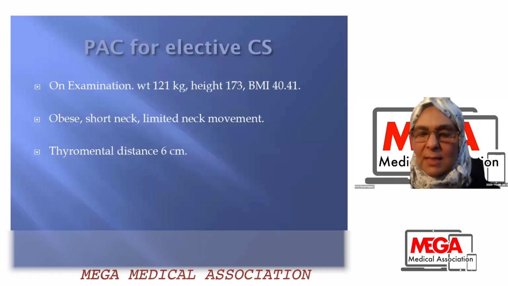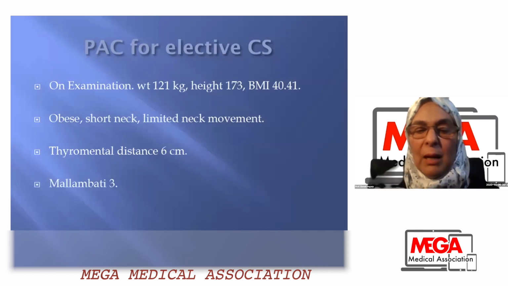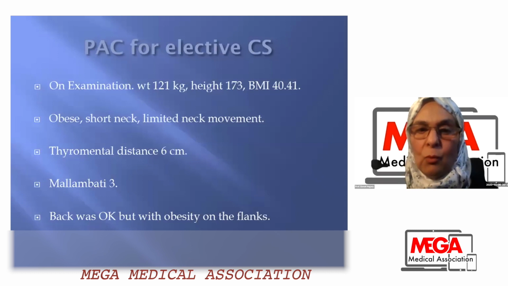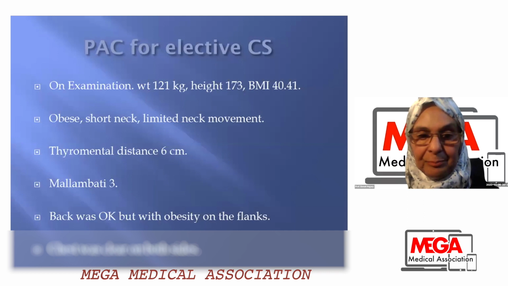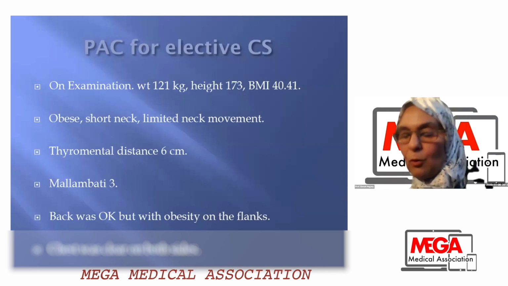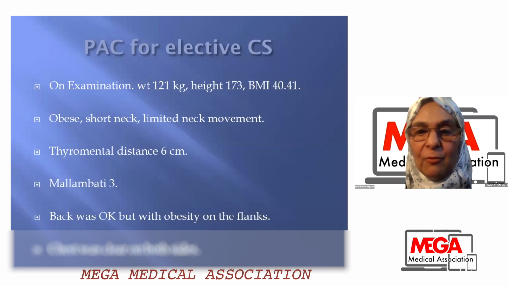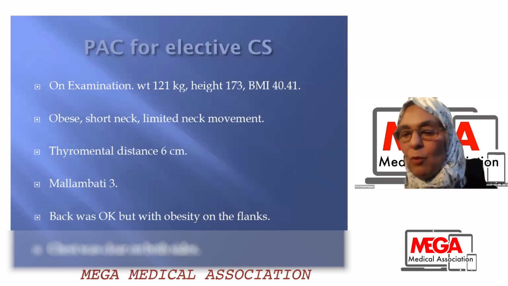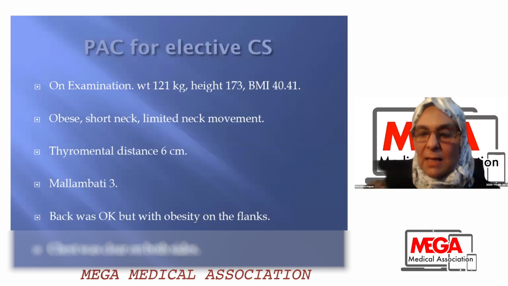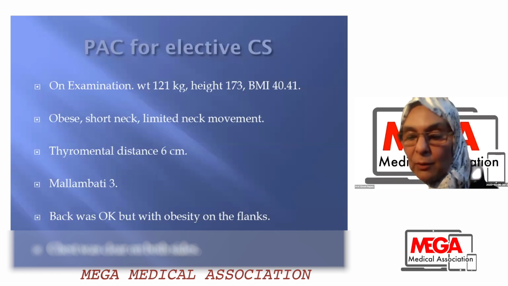Thyromental distance, however, was 6 centimeters. It was borderline. Mallampati was 3, and the back was not bad. It was examined in the anesthesia clinic by inspection and palpation of the spine. It was not very bad because, thank God, her obesity was mainly on the flanks. And fortunately, by auscultation, her chest was clear on both sides. If you want me at any time of the lecture to repeat the data, the past medical history again, I can go back to the slides if anyone asks.